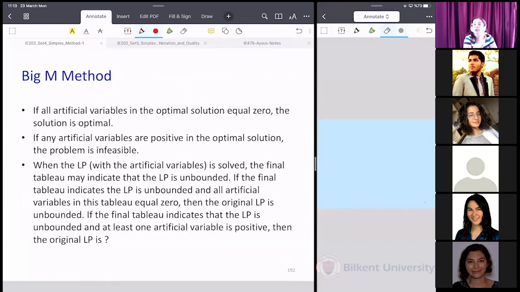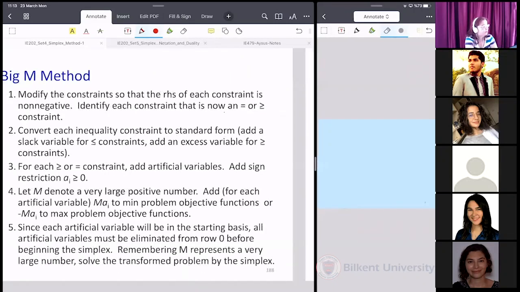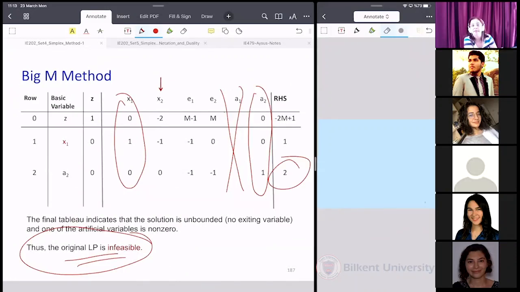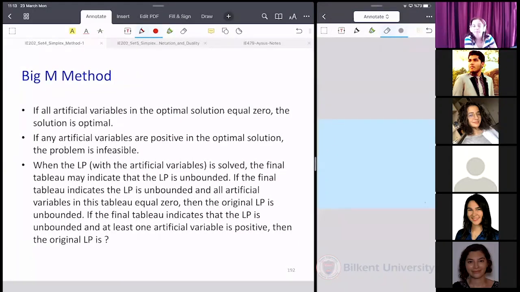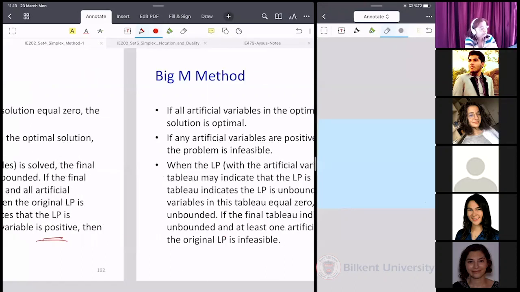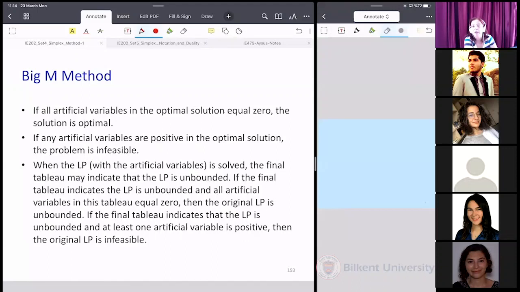If all artificials were 0, this is not the situation we had in the example. In our example, when it says unbounded, my artificial variable 2 was getting the value of 2. It was not 0. If it says 0 in here, I could declare that the original problem was unbounded, which is what this remark actually says. Okay? Again, if the final table indicates the LP is unbounded and there is a positive artificial variable in the table, that means the original problem is actually infeasible, which is what our example just did. Okay?